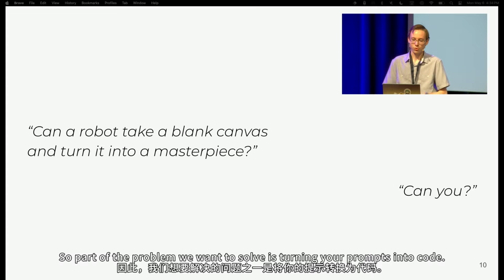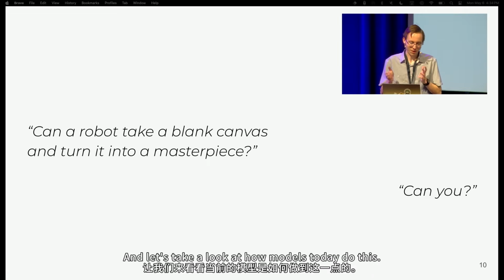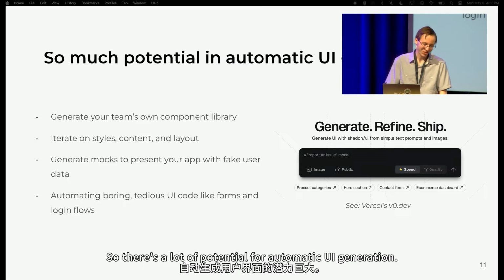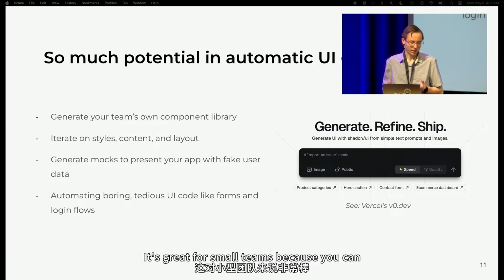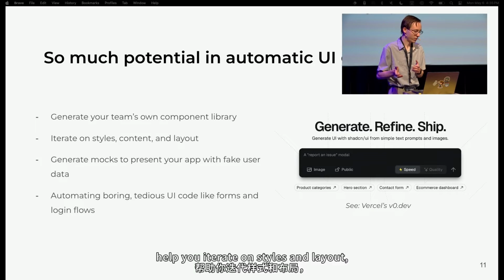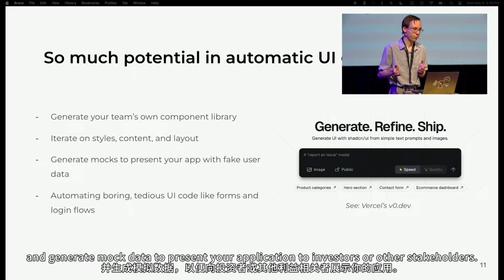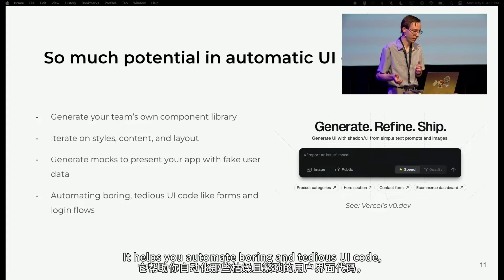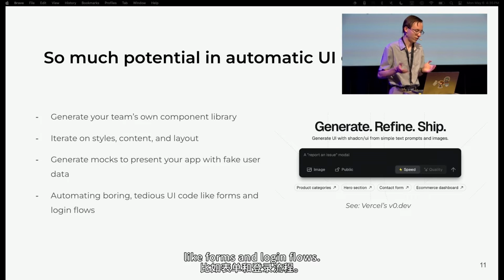All right. So part of the problem we want to solve is turning your prompts into code. And let's take a look at how models today do this. So there's a lot of potential for automatic UI generation. It's great for small teams because you can use AI to generate a component library for your project, help you iterate on styles and layout, and generate mock data to present your application to investors or other stakeholders. It helps you automate boring and tedious UI code like forms and login flows.